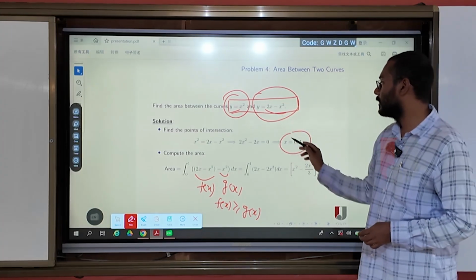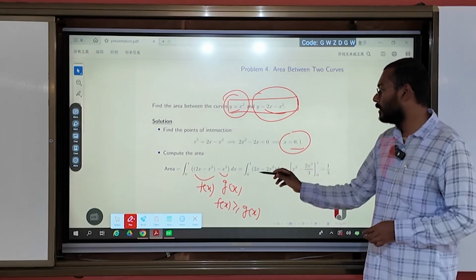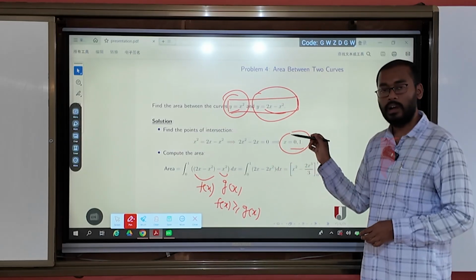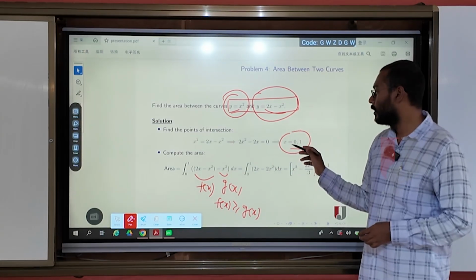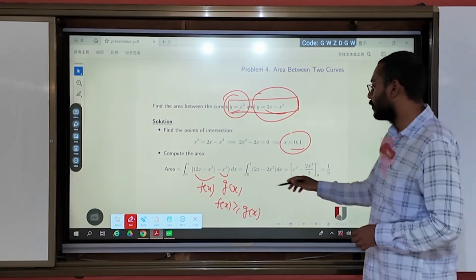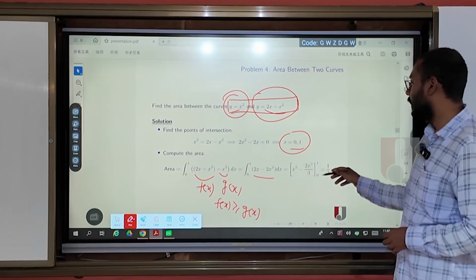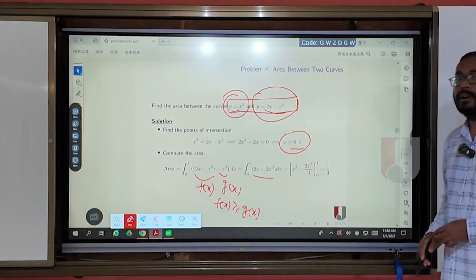where the two curves meet, that meeting point is 0 and 1. Once we get the meeting points 0 and 1, from there to there, this is my upper limit and this is the lower limit. Lower limit is 0 and upper limit is 1. So from 0 to 1 we have to compute the area enclosed by these two curves, and if you compute it, it will come 1 by 3.